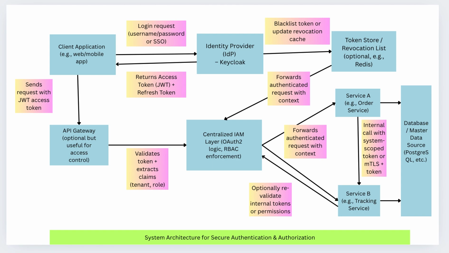Everyone, today we are going to look at a secure authentication and authorization system built using OAuth2, JWT, RBAC and Keycloak. We'll explore how identity flows from client login through token generation, validation, access control, and service to service communication, all within a scalable multi-tenant microservices architecture.